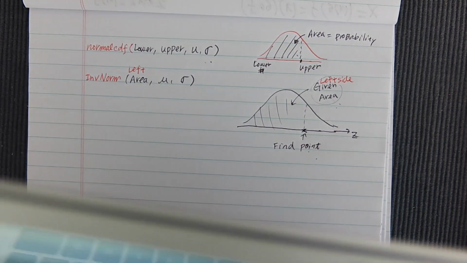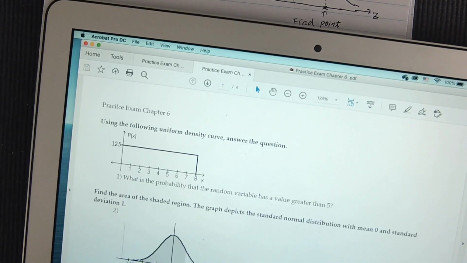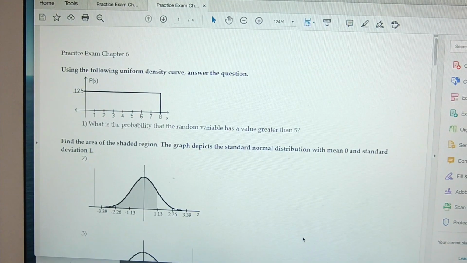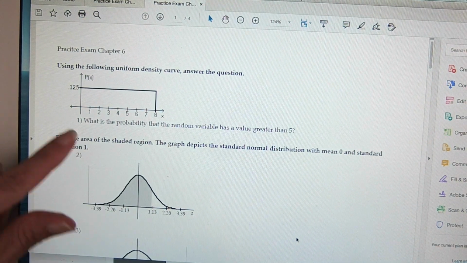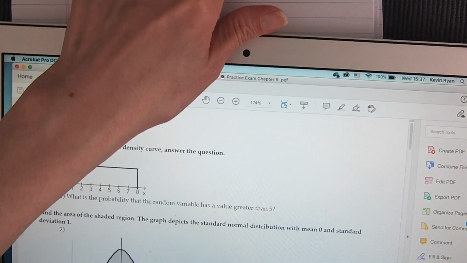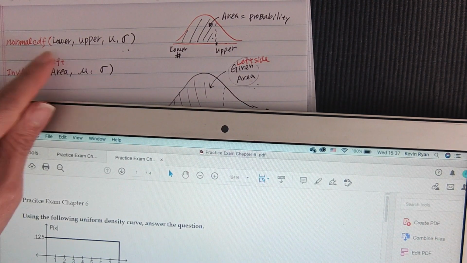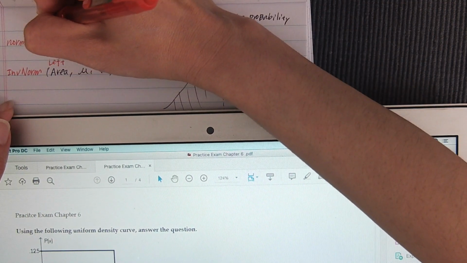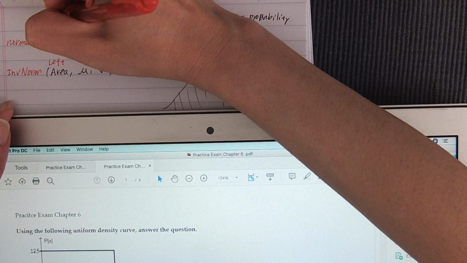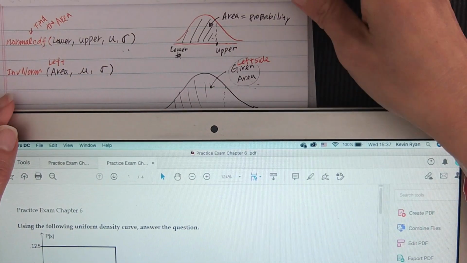Then let's do the questions. Okay, hopefully that one is not too bad, right? Number 2. Because the question says find the area, so what's find the area? Find the area says it's normal CDF. Find the area, right? Okay.